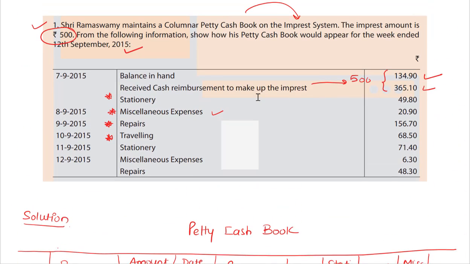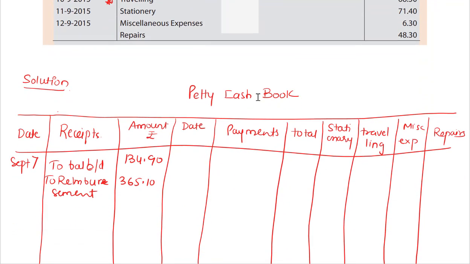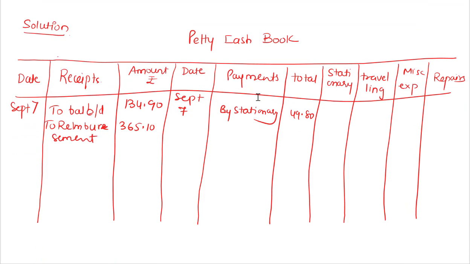Now the expenses part. On 7th of September 2015, there is the expense of stationery 49.80. Date is September 7. By stationery 49.80, and we will write 49.80 in stationery, rest three dash.